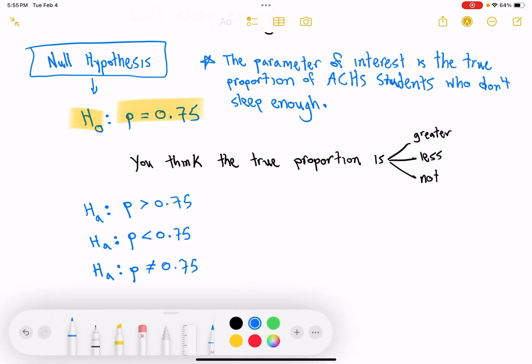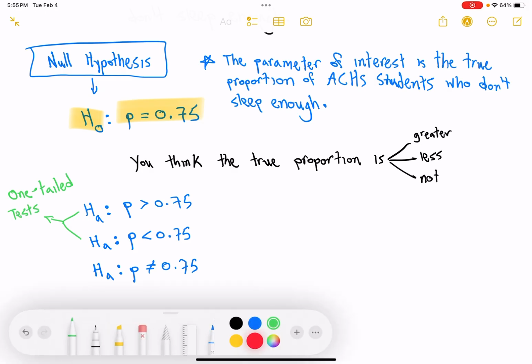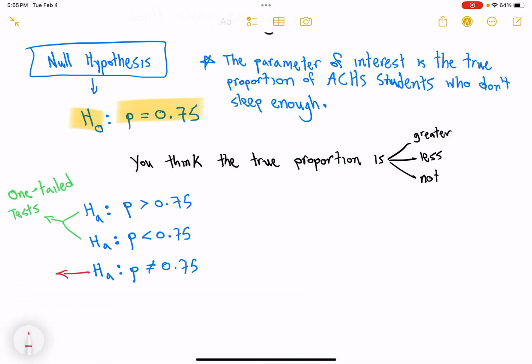And the thing I want to kind of highlight for you here is that these first 2 options are called one-tailed tests. And this second option here, I'm going to put in red, or I should say third option, is called a two-tailed test.